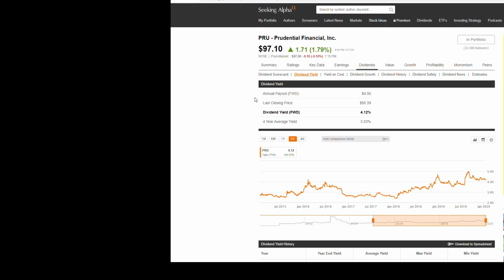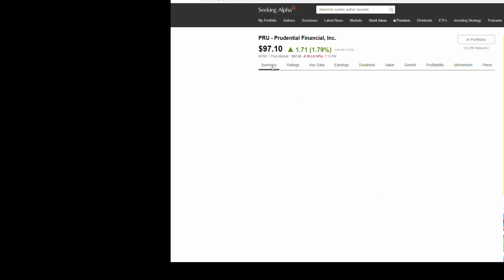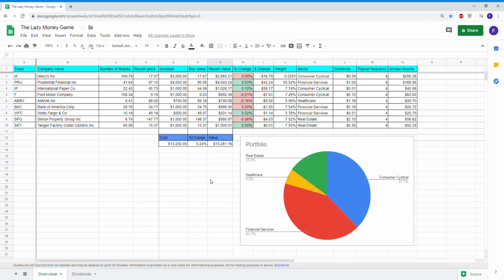Thirdly, I like to look at this tab called the dividend yield. In here I simply see how the forward dividend yield compares to the 4-year historic average. I like to buy the stock when the forward dividend yield is above the 4-year average, meaning that I'm actually getting more for my money compared to the historic overview. Of course, if you go in here and look at the summary, you would be able to see that.